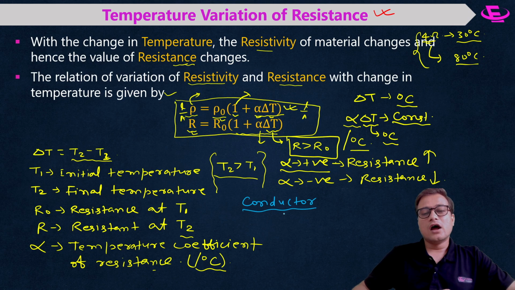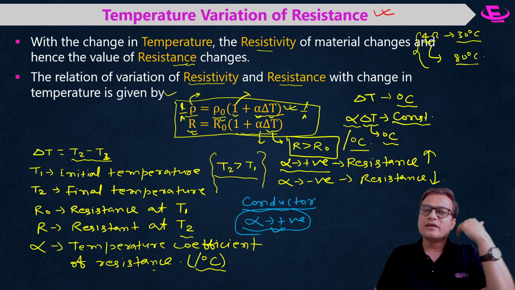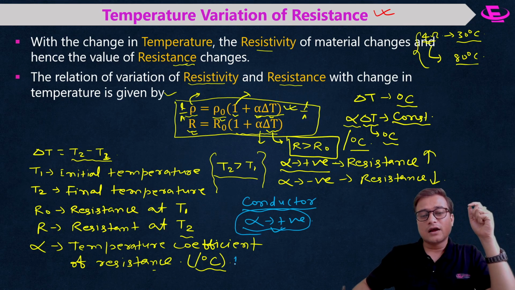For a conductor, alpha is positive. Alpha is positive means resistance will increase if temperature increases. This is for conductors only. There are different materials. Suppose mercury, Hg.